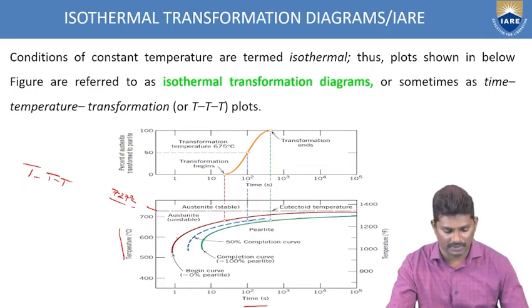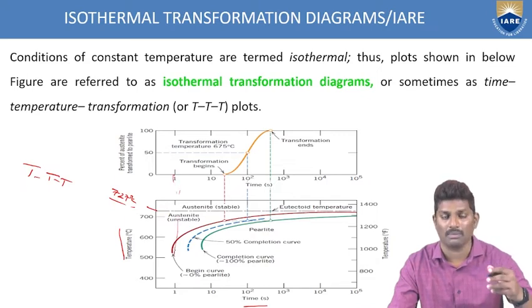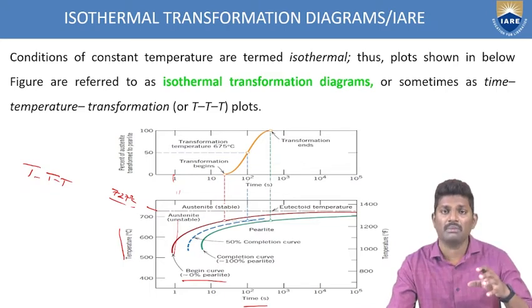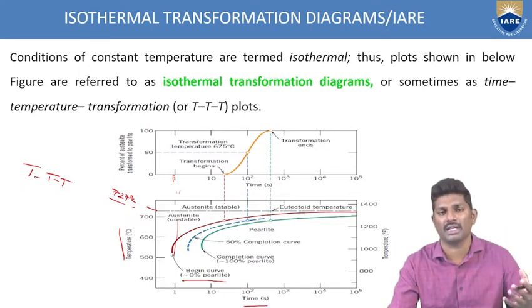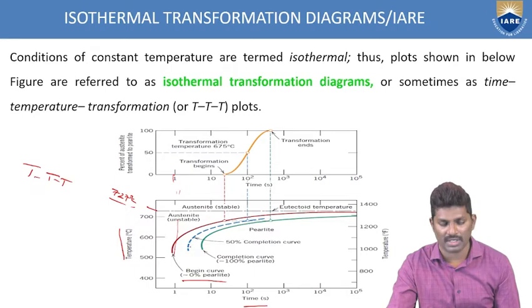So if you again draw a parallel line here, you are getting some weight percentage here, but at what time it is being started. So that's why it is the beginning curve of pearlite. Now after some time, what is happening? The blue indicates the 50% completion of the curve. That means 50% of the austenite has transformed into pearlite. That is the blue indication.